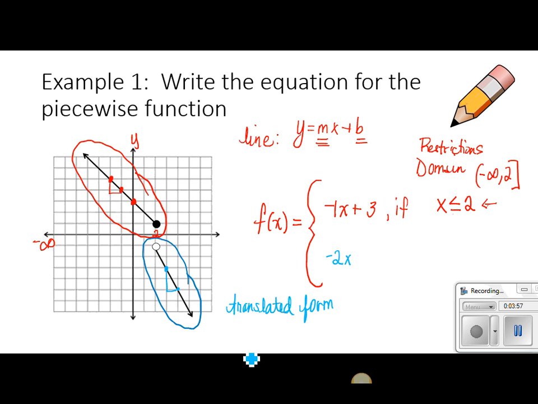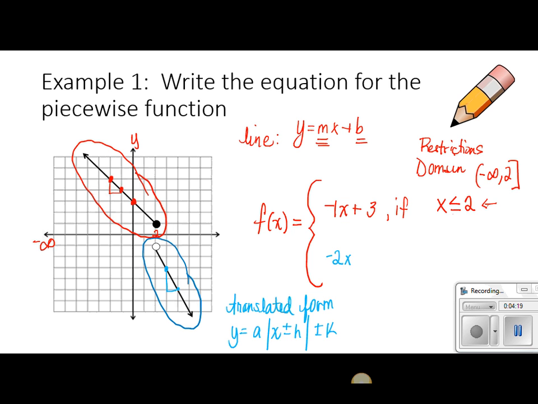So let's talk about the absolute value translated form. We had the a, which was really like the slope, right? And then we had the absolute value of x plus or minus h. So if it was plus, it was left, and if it was negative, it was right. And then we had plus or minus k, and that moved it up or down.